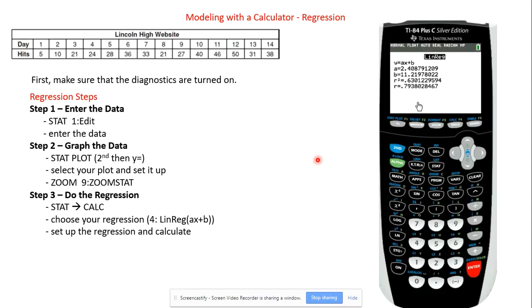And look, there's our equation. It gives it to us like this. We have y equals ax plus b, and a equals 2.4, and so on, b equals 11.2, and so on. Then r squared and r. Hey, the r is the correlation coefficient. That's what we were just finding, or talking about in the previous slide. If you didn't do the diagnostic, those wouldn't be there.